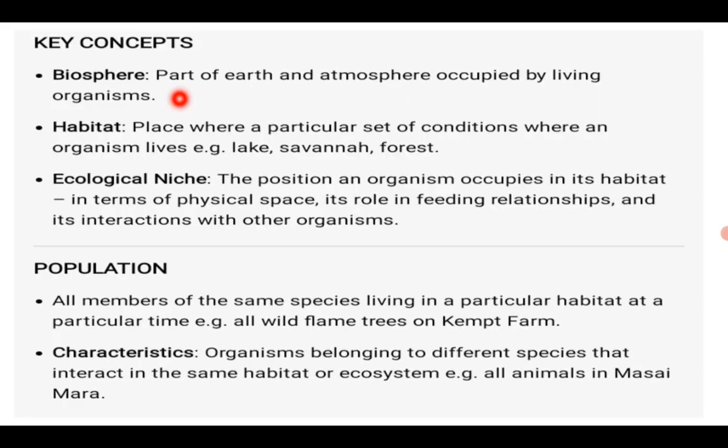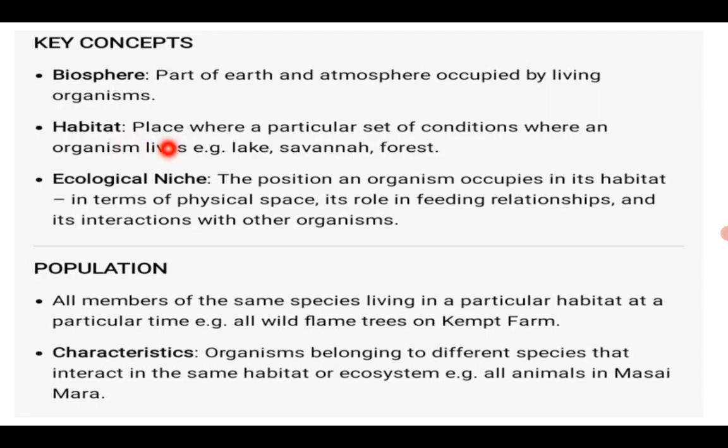So biosphere is one of the parts of the earth. It's the part of the earth and the atmosphere which is occupied by living organisms. Think of all living organisms, plants and animals. The region they occupy is called biosphere.